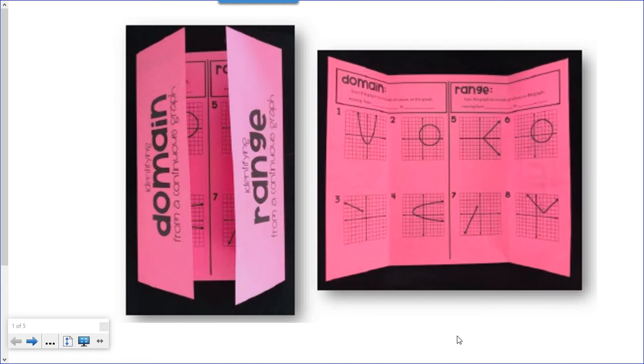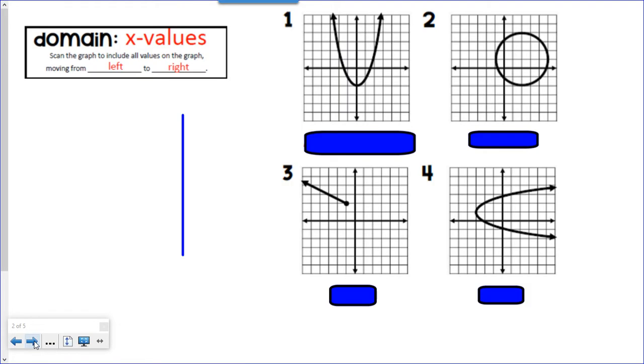Today we'll be writing the domain and range of a continuous graph. We'll be writing intervals and using inequality symbols. We'll first look at how to write the domain, or the x values, of a continuous graph.